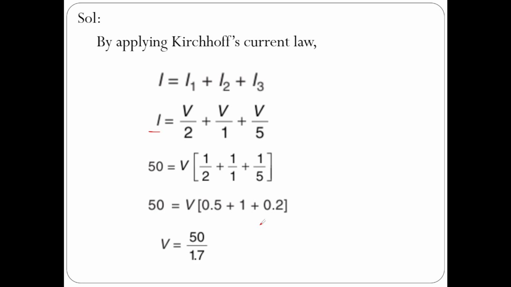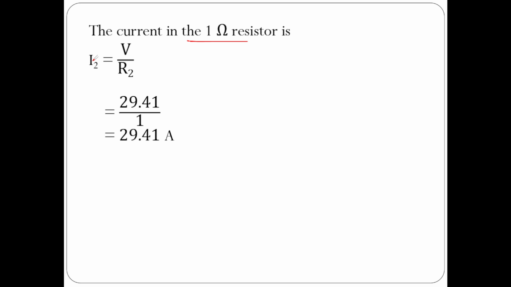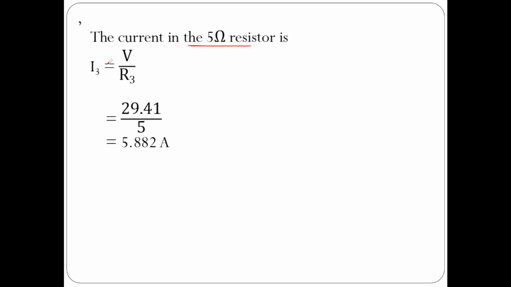So, current in the 2 ohms resistor is V by R1, that is 29.41 by 2, that is 14.7 amperes, I1 current. I2 current is the current flowing through the 1 ohm resistor, that is R2. So, I2 equals V by R2, that is 29.41 by 1. So, you will get I2 current as 29.41 amperes. Similarly, current in the 5 ohms resistor, that is I3, equals V by R3, that is 29.41 by 5, that is 5.882 amperes.